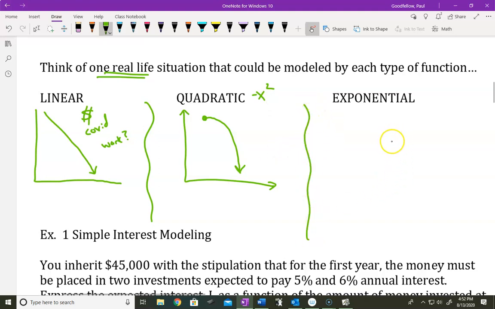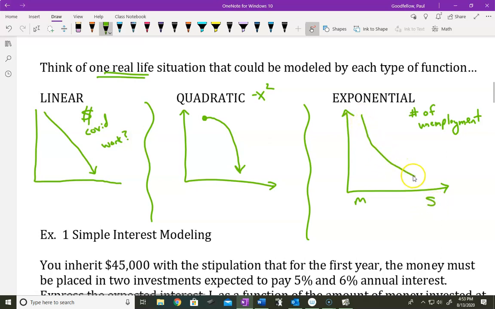Exponential, if you haven't been watching the news lately, you haven't caught anything that's been going on about COVID. COVID in terms of exponential. I saw one just the other day that made me laugh. This one was about the number of unemployment cases and how many new unemployment cases were being filed each individual week. Well, from March all the way through September, the graph has been doing this.